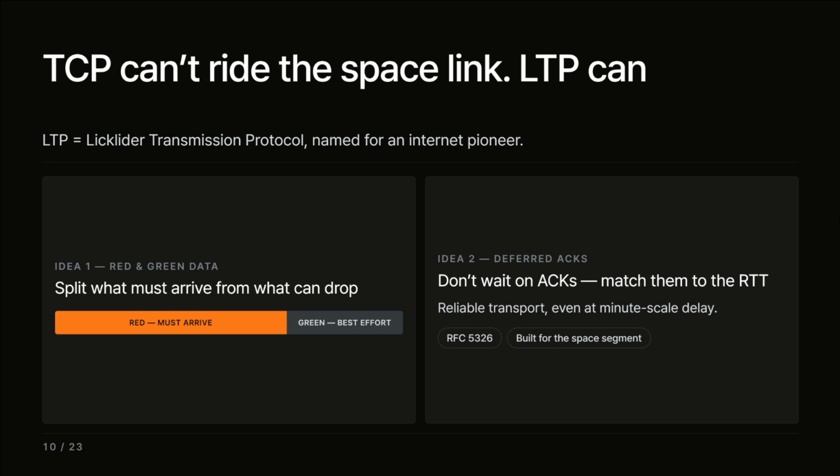The second idea is deferred acknowledgements. Instead of expecting ACKs to arrive quickly, LTP is designed around the reality of very large round-trip delays. As a result, reliable transport remains possible even when delays are measured in minutes. Even when the delays are very long, it still remains possible. Together, these features make LTP much better suited to deep space links than traditional TCP.